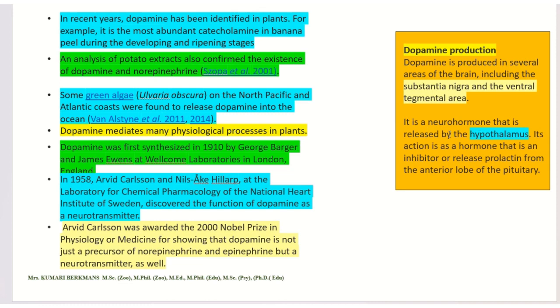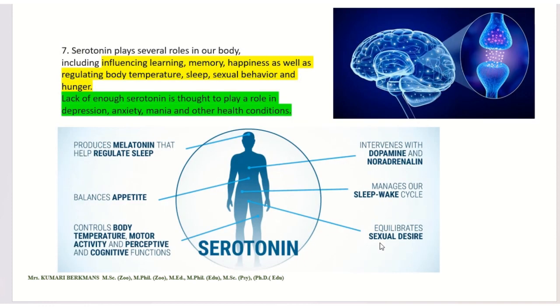And it is a neurohormone that is released by the hypothalamus. Its action is as a hormone that is an inhibitor or release of prolactin from the anterior lobe of the pituitary. This dopamine is a neurohormone which is secreted by the hypothalamus. And what is the function of this neurohormone? They inhibit or release prolactin from the anterior lobe of the pituitary. So all these points are collected from various sources. So make a note and use it in a nice way for your examination, CSIR Net.